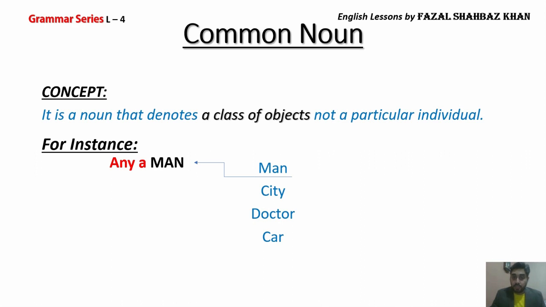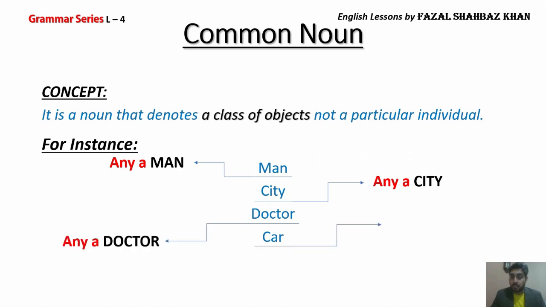If I'm referring to city, city is a noun, but that can be any a city. There's no particular proper name attached to that. If I talk about doctor, then that means any a doctor. In the same way, car means any a car. So here we have so many nouns, but they are all in common because they are not actually referring to a particular individual. So they are called common nouns, since they are not referring to any particular individual. That's also called a generic noun, as you can see.